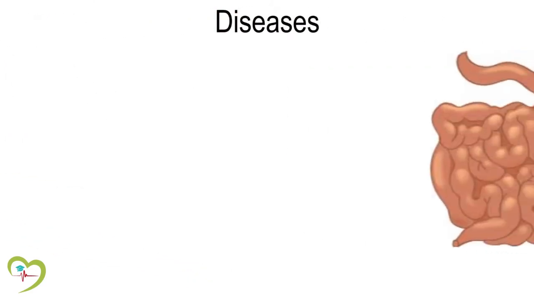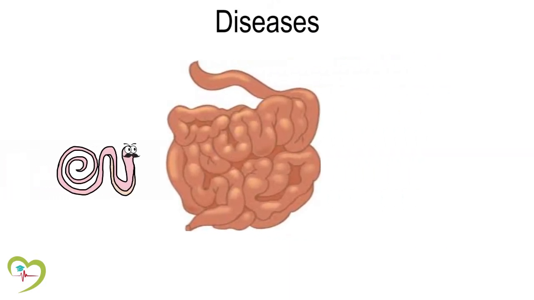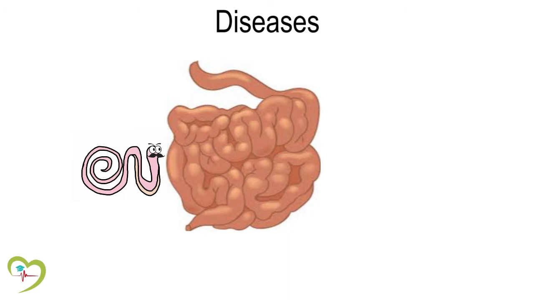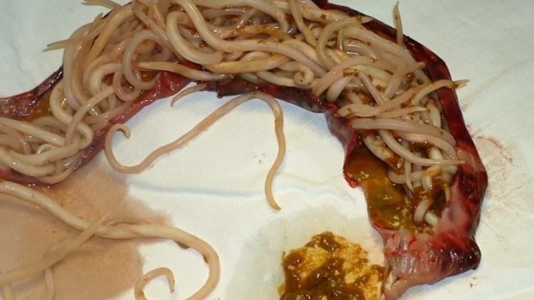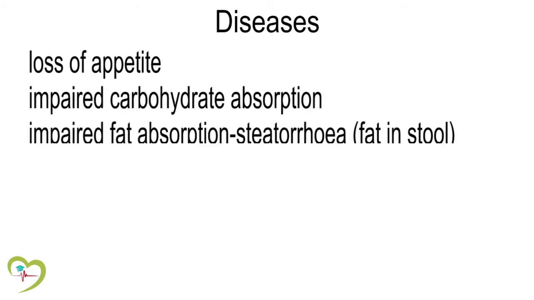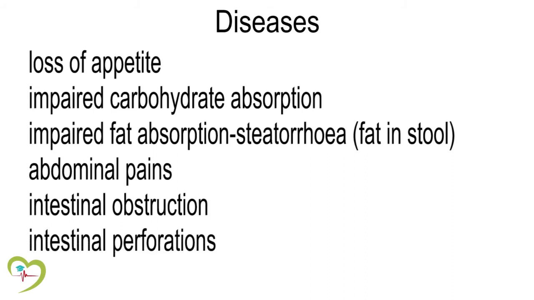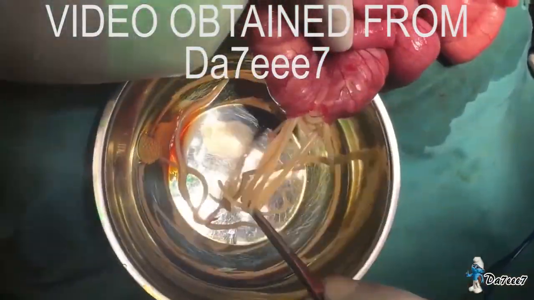In the intestines. Here there is a presence of adult worms lodging in the lumen of the small intestine. The presence of a few adult worms here usually doesn't show any symptoms. However, when there are large numbers here, the symptoms easily manifest. The symptoms include a loss of appetite, impaired carbohydrate absorption, impaired fat absorption leading to steatorrhea, which is fat in stool, abdominal pains, intestinal obstruction, intestinal perforations, malnutrition and growth retardation, especially in kids. In this video, we can see the worms being surgically removed from the intestine.